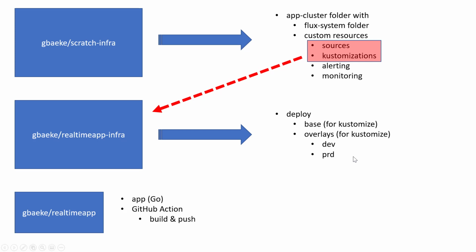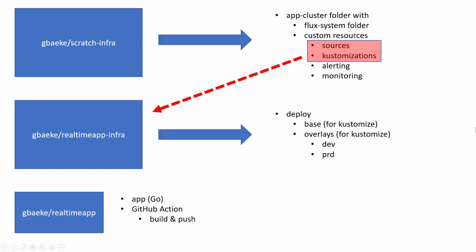So if you look at what we have, a source pointing to this one, and two kustomizations that deploy the dev and the production environment. And what is actually deployed? Well, we deploy an app, which is a real-time app, as I call it. It's a simple app written in Go. And there's also a GitHub action that builds and pushes a new container image when the source changes. And depending on how we make the change, we modify the image in either the dev or the PRD overlay. That was also explained in the previous video.